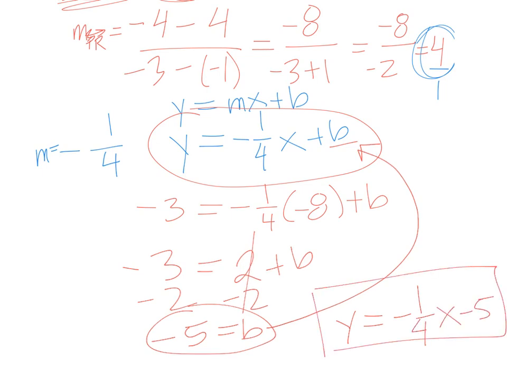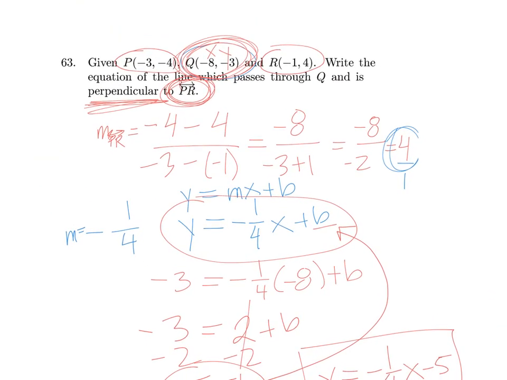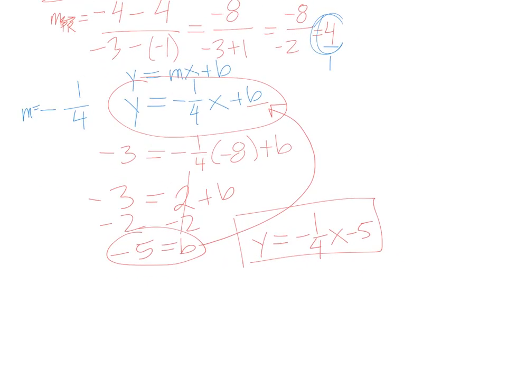Done. All right, let me make sure we answered the question here. Write the equation of a line. Oh, yes, we did. We wrote the equation of a line that passes through that point and is perpendicular to PR. Next problem.